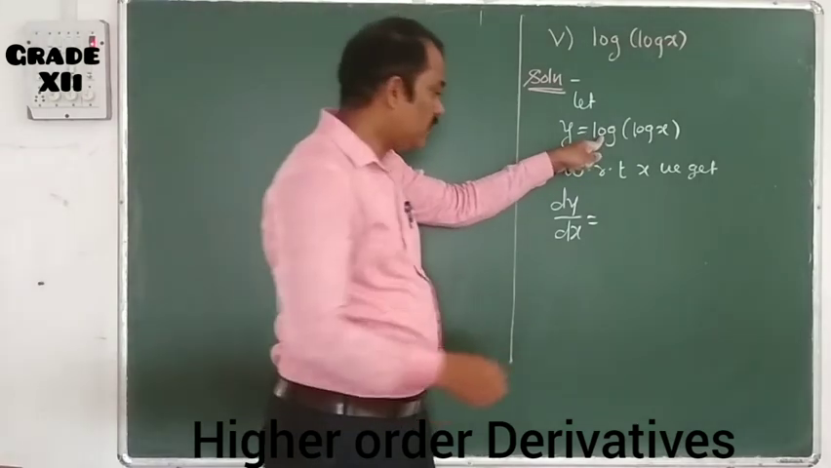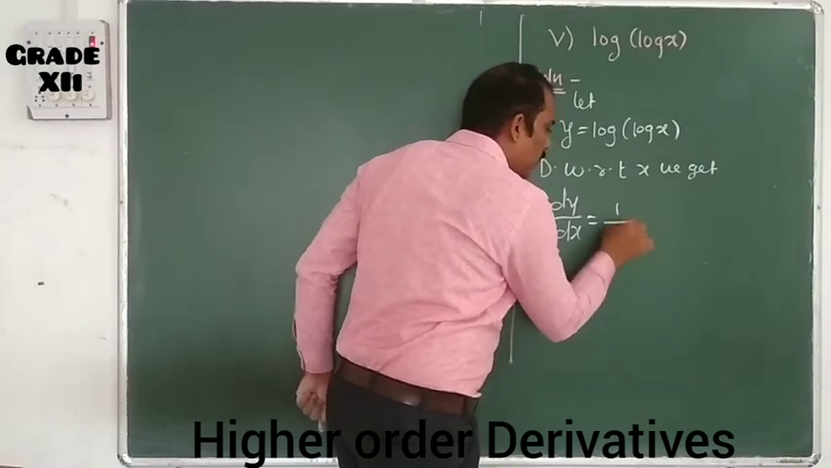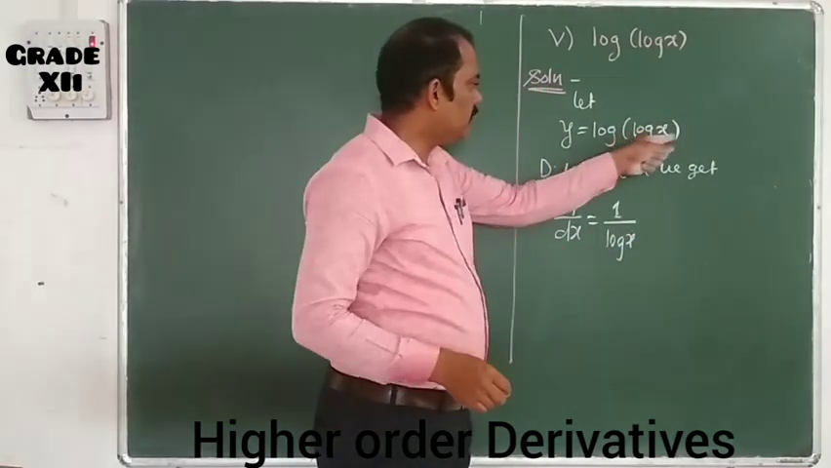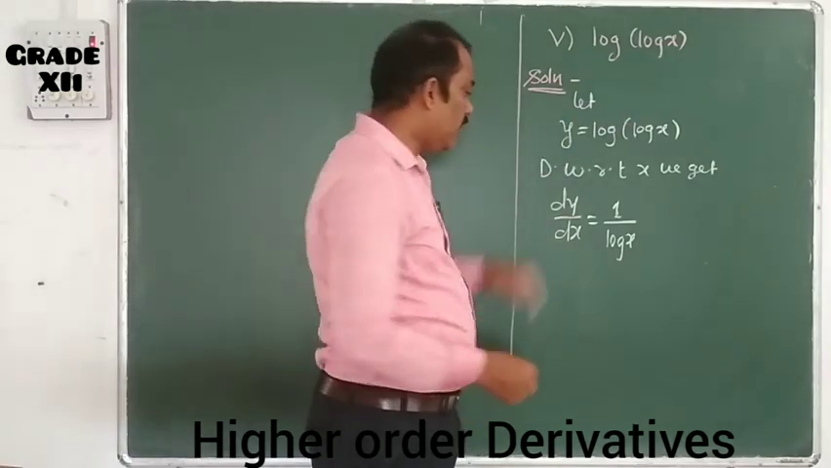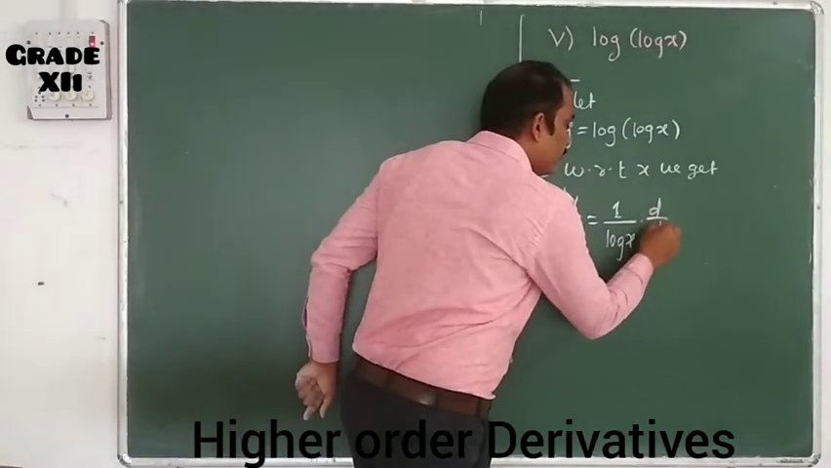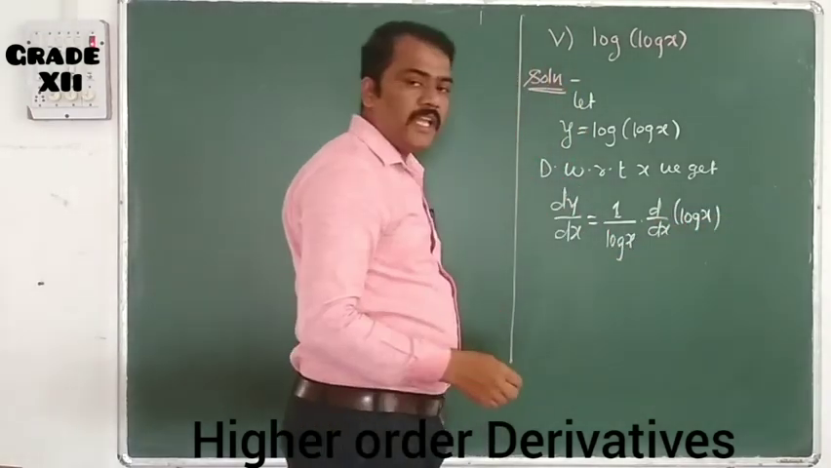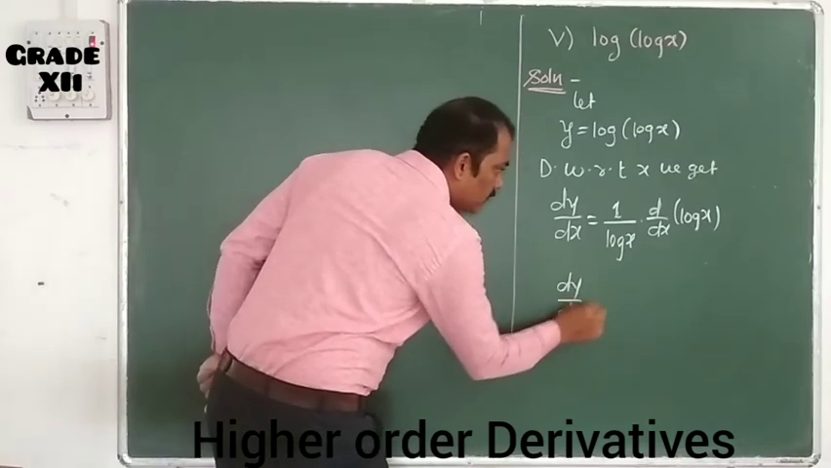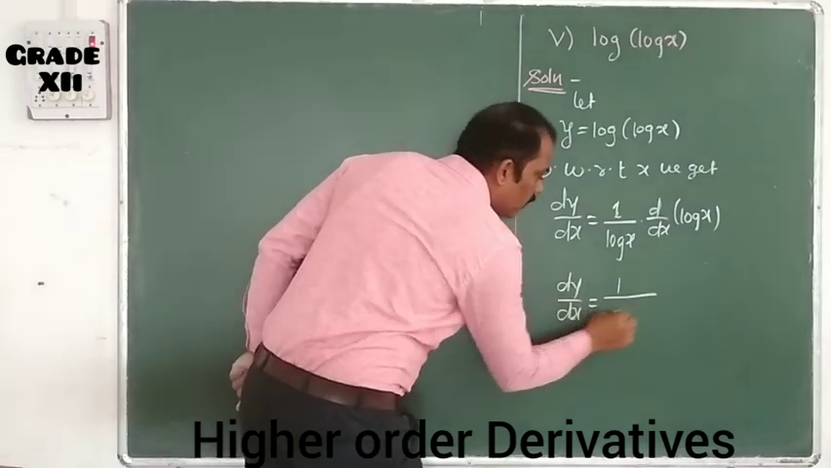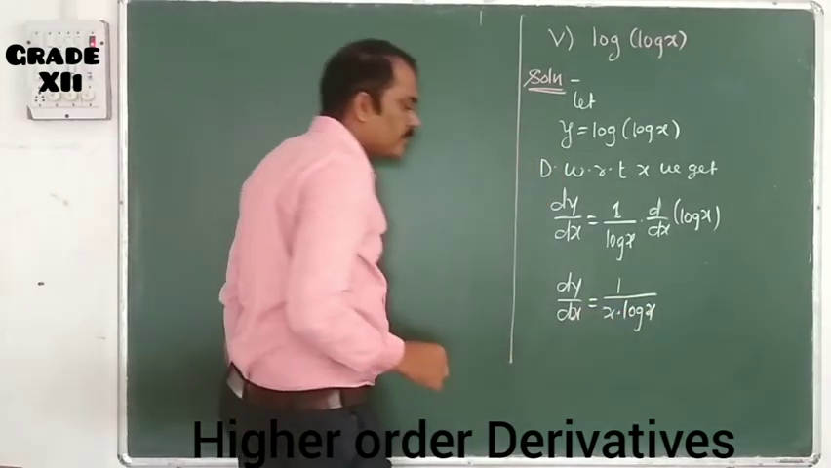What is the derivative of log? It is nothing but 1 upon x. Instead of x we have to use log x, because x is nothing but this one, that is log x. Next we keep the finger on this log x, that is d/dx of log x. What is the derivative of log x? It is nothing but 1 upon x. So dy/dx is equal to 1 upon x into log x.